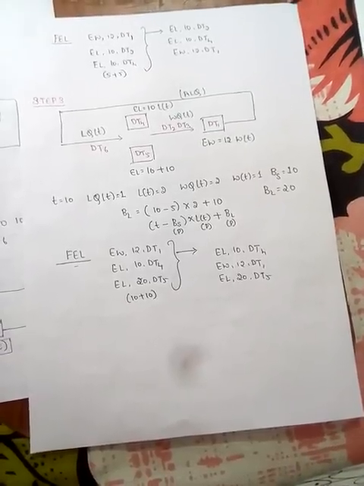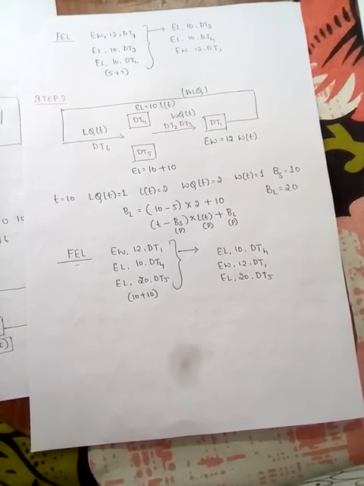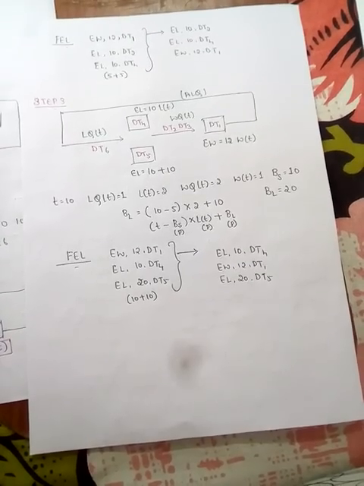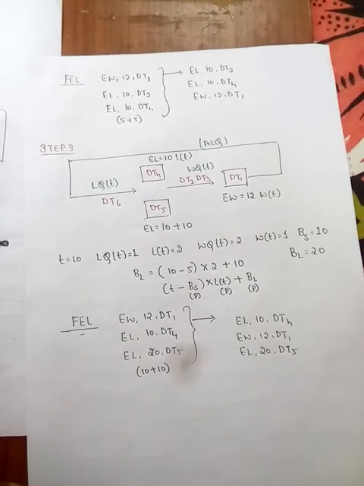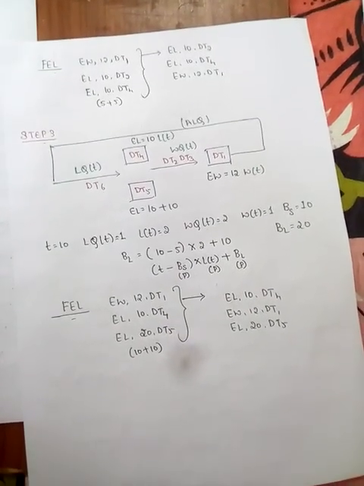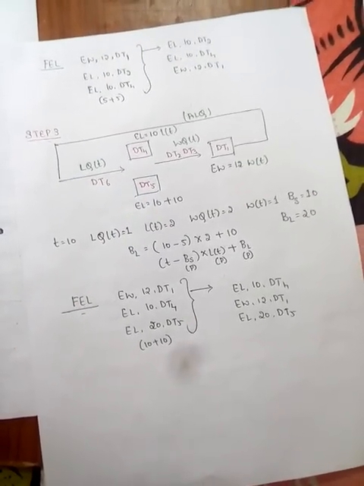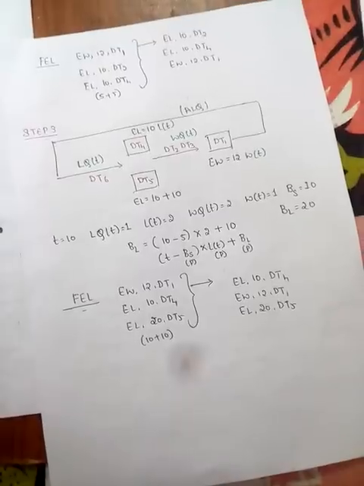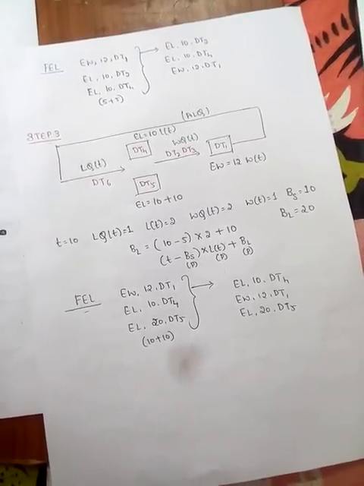Now I have to calculate the loading value. In the loading value of DT5, the previous value of DT4 was 10, plus the next loading time value, which after 5 is 10. So it is 10 plus 10, 20. Now what is the clock time? For the clock time, I have to take the least value of the previous process. The least value is 10, EL, 10, DT2. Now my clock time is 10.